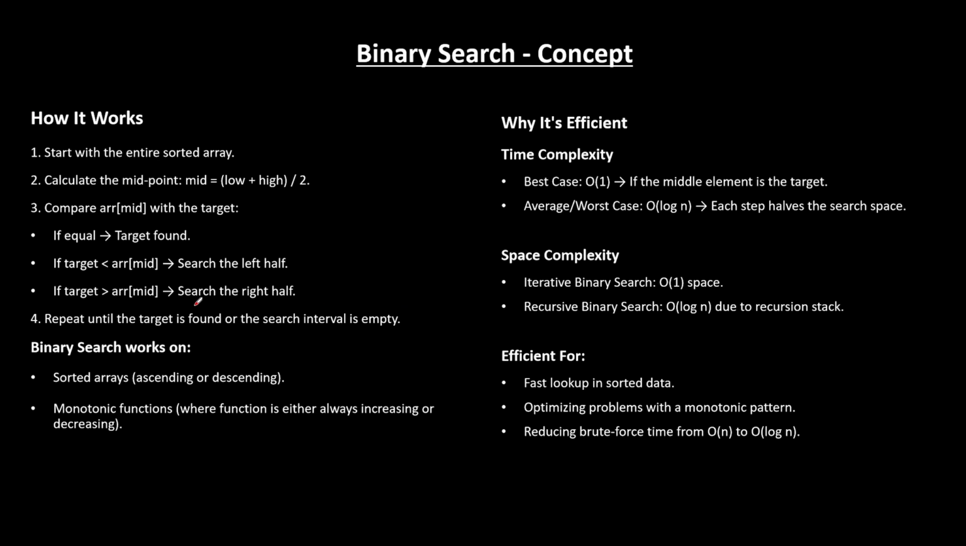Now how binary search works, that's the important thing. Suppose let's take a range: 1, 2, 3, 4, 5, 6. And start with the entire sorted array. So this is a sorted array, right? Now how does it work? We calculate the midpoint. How to calculate the midpoint? The indices are 0, 1, 2, 3, 4, 5, right?